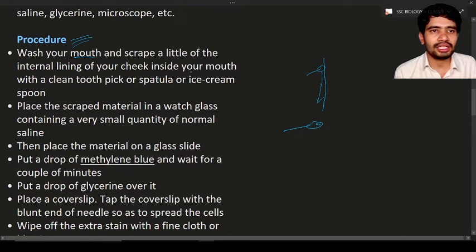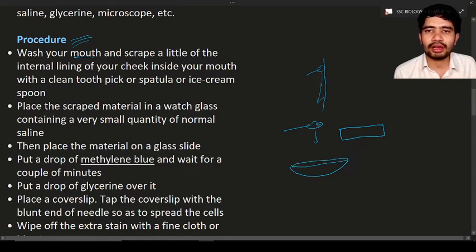So now take that, and also you have to take this material and place it on the slide. Okay, so place it on the watch glass. Let us consider this is the watch glass. What is meant by watch glass? Watch glass is nothing but a small glass plate. In the laboratory you will see a small glass plate. This is known as watch glass.